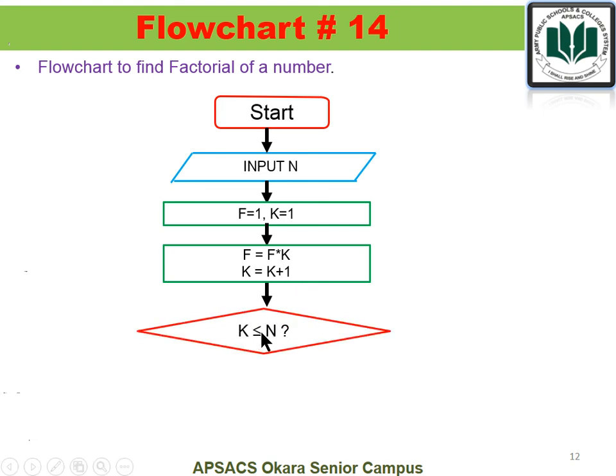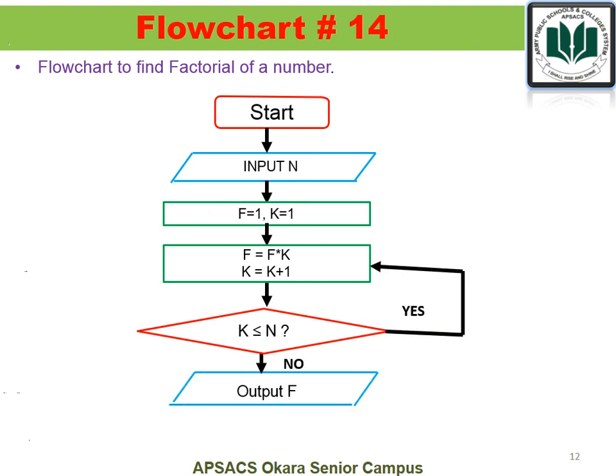Okay, and in the next step, we will compare the value of k with n. If k becomes less than or equal to n, then what will you do? Yes, then you will go to this step and multiply the value of f with k, and again k will be incremented. And if this condition becomes false, then what will happen? We will print output f, and in the end, stop.